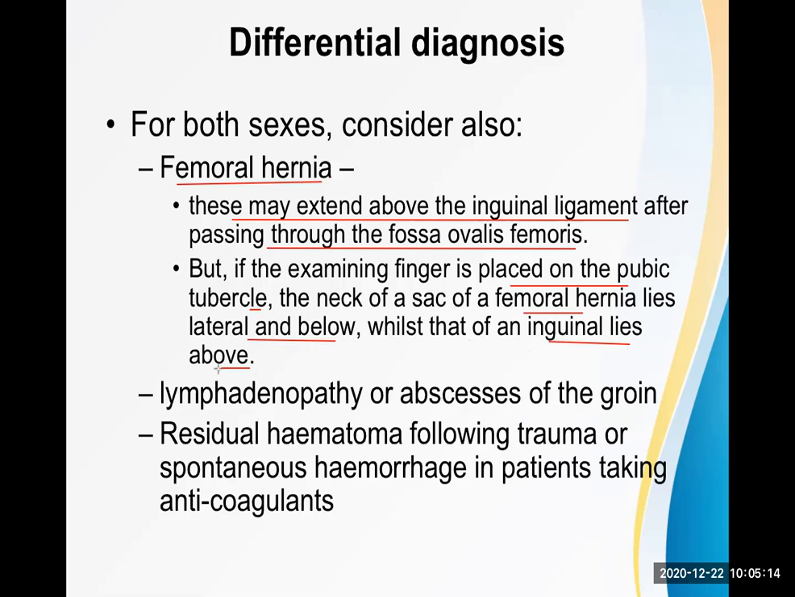Now, another differential diagnosis for inguinal hernia is lymphadenopathy or abscesses of the groin. Remember, there are superficial inguinal and deep inguinal groups of lymph nodes in the femoral triangle. If they become big, we can get confused. But there are so many other related situations there. Residual hematoma following trauma, or spontaneous hemorrhage in a patient taking anticoagulant drugs, can be other differential diagnoses because it may present as a mass.